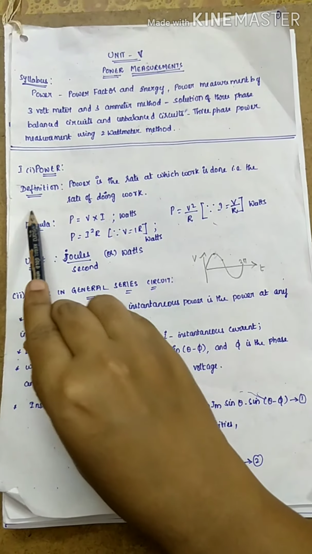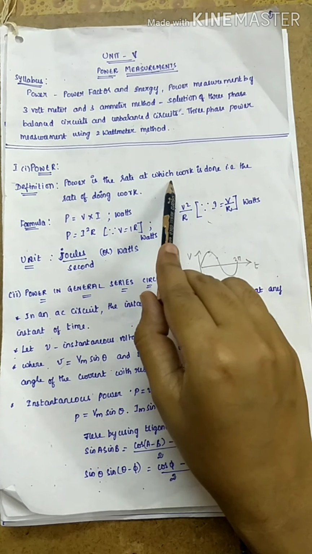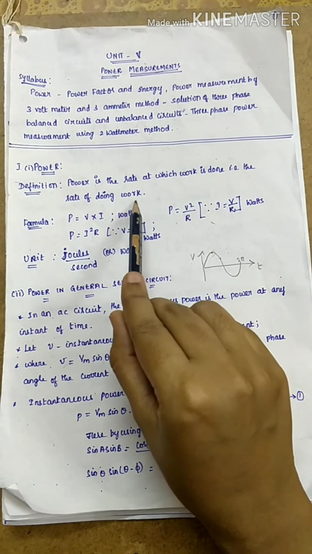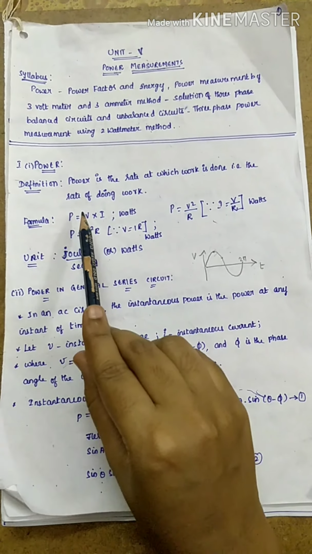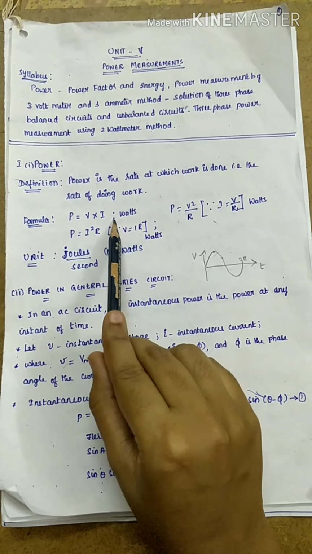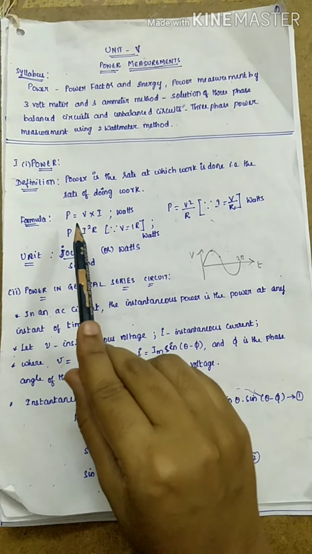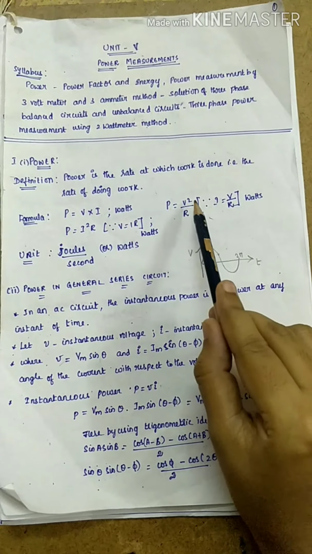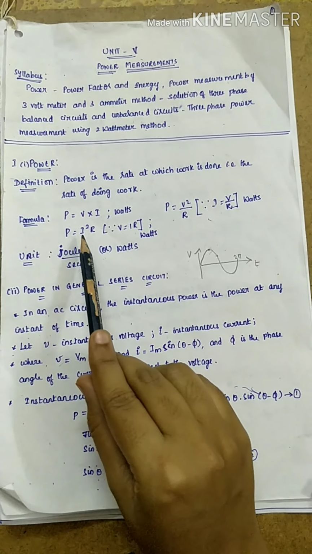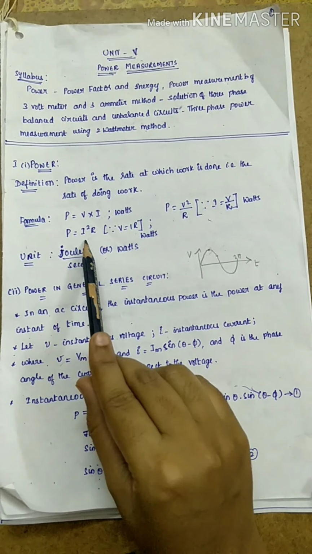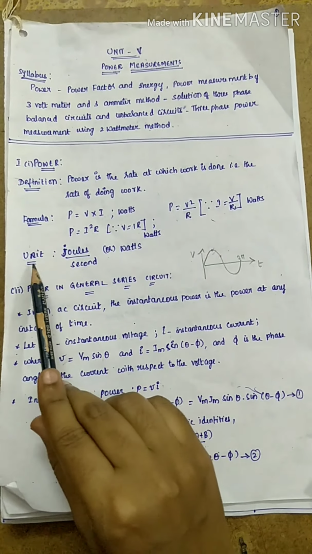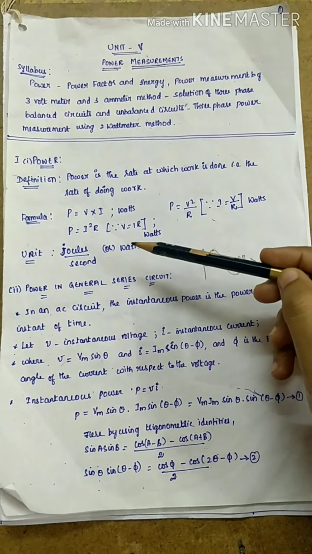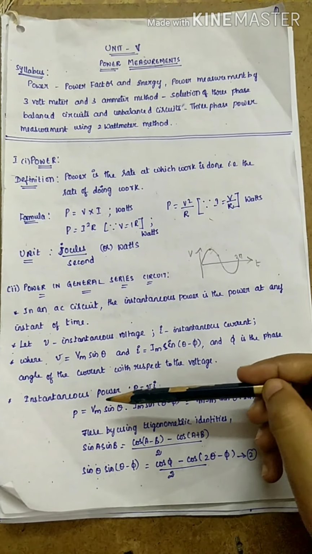The definition of power is the rate at which work is done, that is, the rate of doing work. We have already seen this in Unit 1. The formula for power is P is equal to V into I. By using Ohm's law, I can get P is equal to I square R as well as P is equal to V square by R, whereas P is equal to I square R is called power loss. The unit of power is joules per second or watts. Next we are going to see a small derivation.